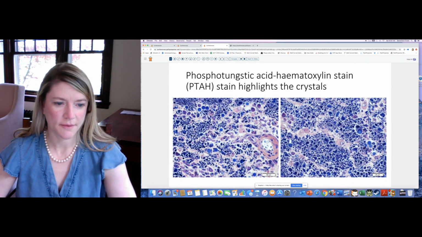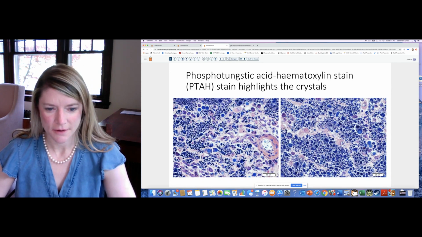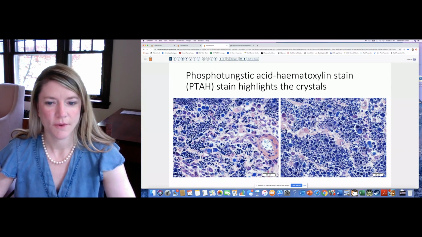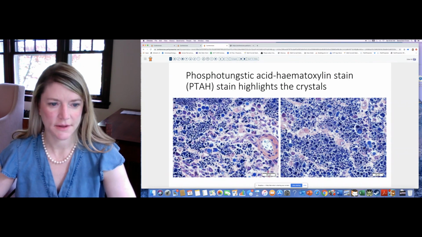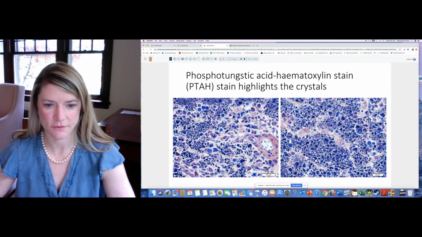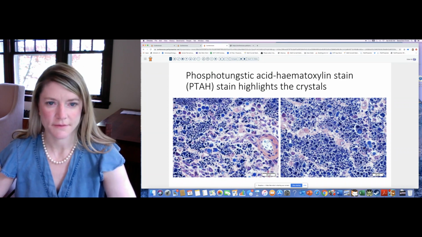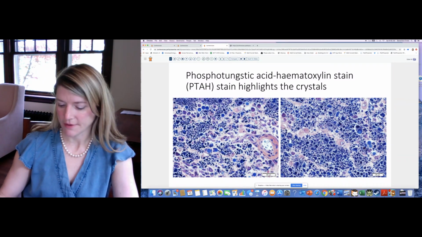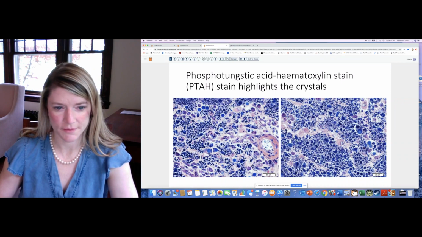Also, I'm still a fan of some of our classic histologic staining methods. This is one you can use to really highlight these immunoglobulin crystals within crystal storing histiocytosis, which works in some cases. This is the phosphotungstic acid hematoxylin stain or PTAH stain, highlighting the crystals here, as well as some of the Russell bodies.